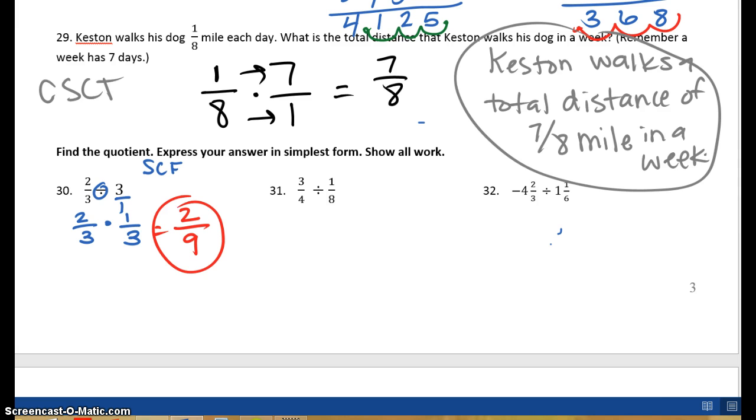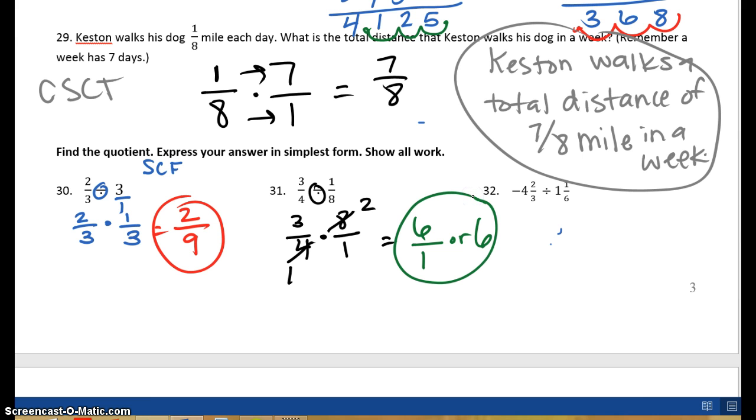31, same thing. We're going to do stay, change, flip. So 3/4 will stay the same. Change this sign to multiplication and inverse that, flip it. Make it 8 over 1 instead of 1/8. I can cancel some diagonals here. That ends up being a 2. That 4 becomes a 1. I multiply across again. And I end up getting 6 over 1 or just 6. Either one will work for that one.